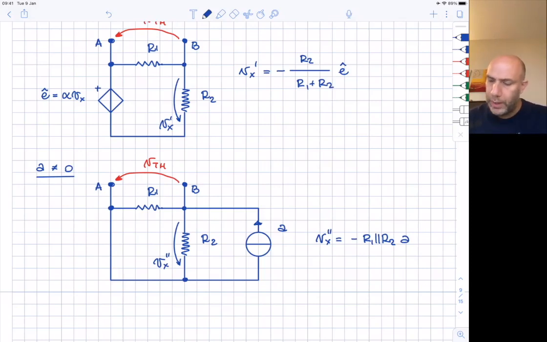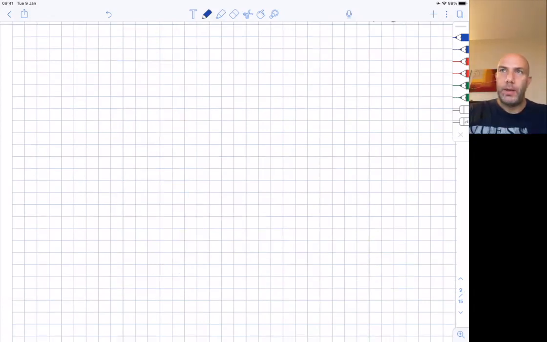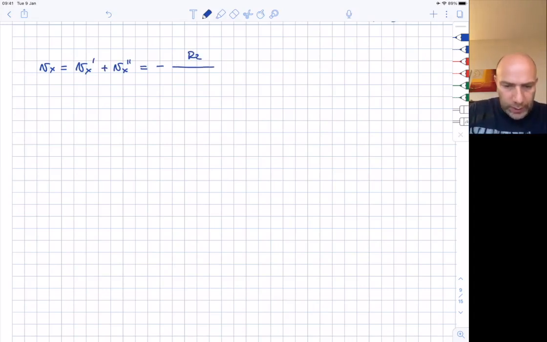Or if we want to express clearly the value of the voltage, we have R1 R2 divided by R1 plus R2, A. Finally, we can apply superposition and say that Vx equals the sum of the two contributions, Vx prime plus Vx double prime, or minus R2 divided by R1 plus R2 E plus R1 A.